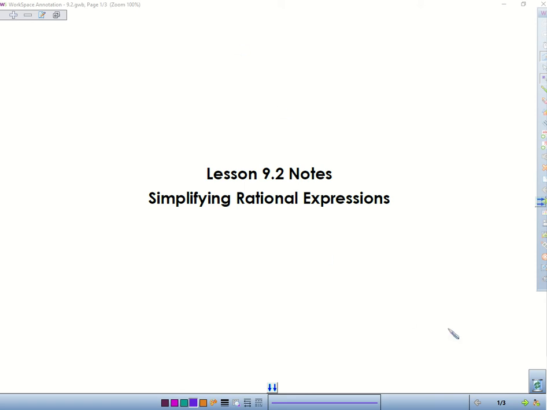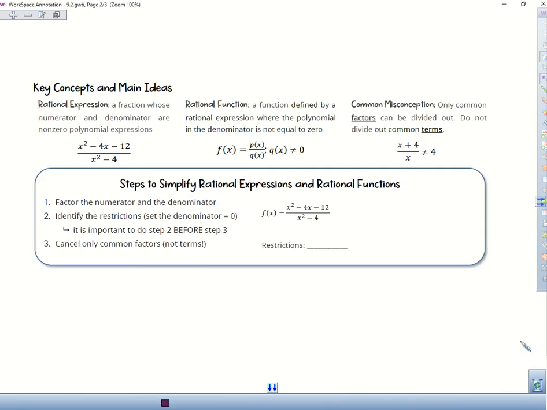All right, so today we're going to be doing 9.2, which is simplifying rational expressions. A rational expression is a fraction whose numerator and denominator are non-zero polynomial expressions. A rational function is a function defined by a rational expression where the polynomial in the denominator is not equal to 0. We all know that we can't have zeros in the denominator in math. This is pretty true throughout almost every math course you'll ever take. So always be on the lookout for that.